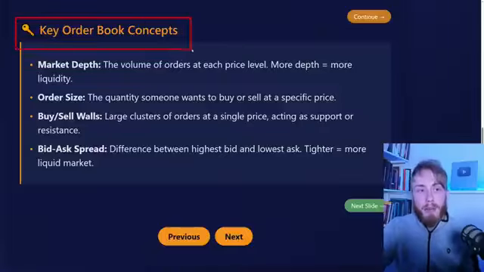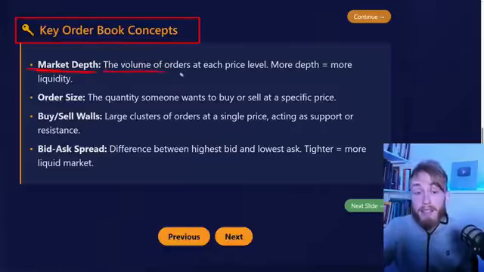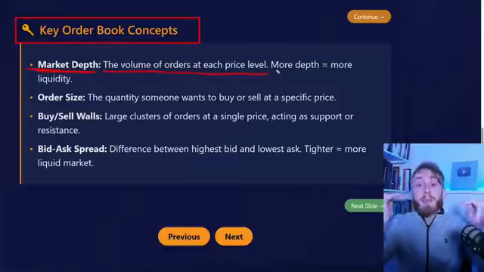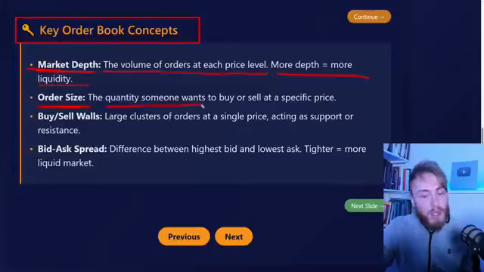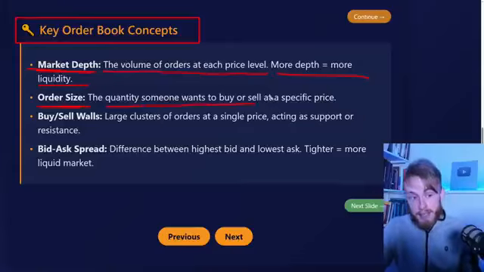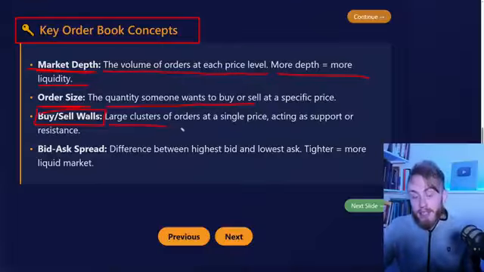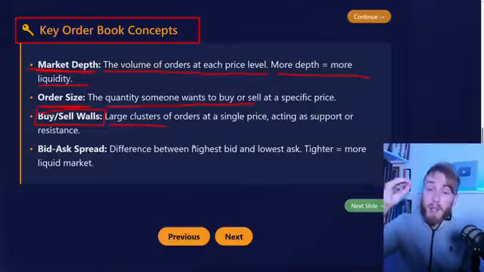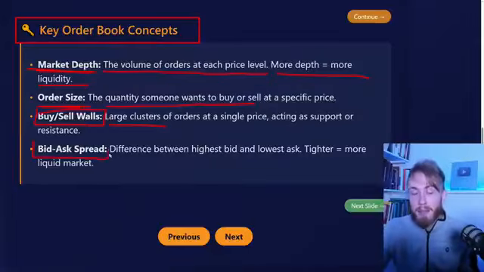And here are some very important concepts to have in mind. First of all, market depth. We already talked about the market depth here, and that is the volume of orders at each price level. The more depth, the more liquidity. We also have the order size. This is simply the quantity someone wants to buy or sell at a specific price. Another concept here is the concept of buy and sell walls. And these are basically large clusters of orders at a single price level. And these can act as support and resistance. We also have the bid-ask spread.